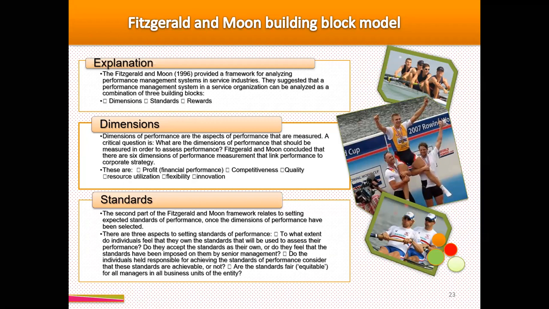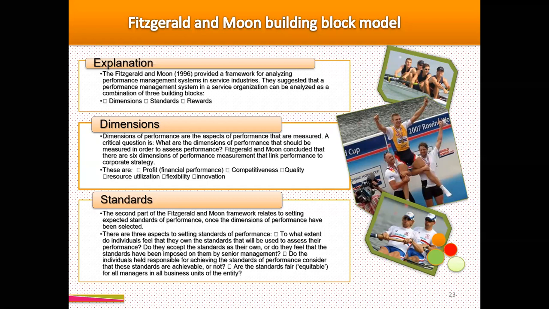So here we need to understand what the dimensions of performance are that should be measured in order to assess performance. Fitzgerald and Moon said there are six dimensions when it comes to service industries. Number one is profit. Number two is competitiveness. Number three is quality. Four, resource utilization. Five, flexibility. Six, innovation.